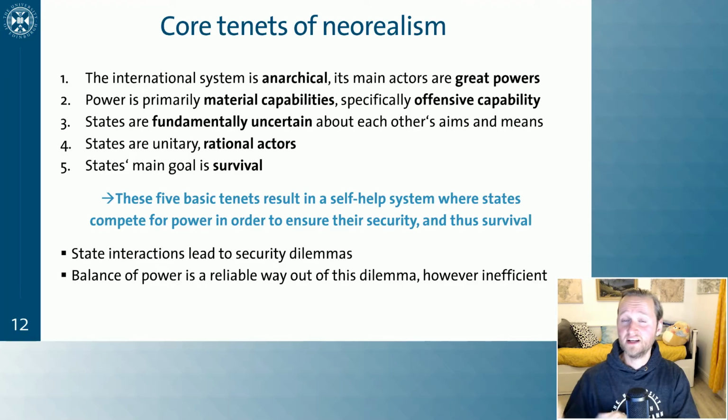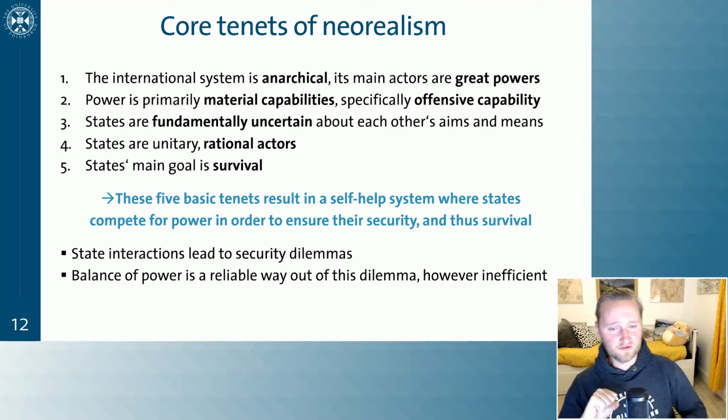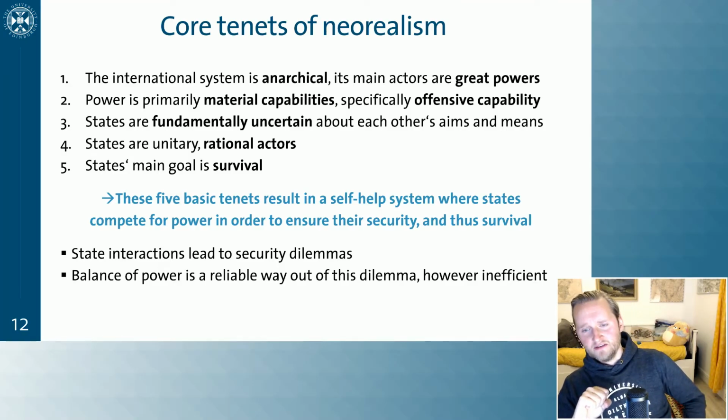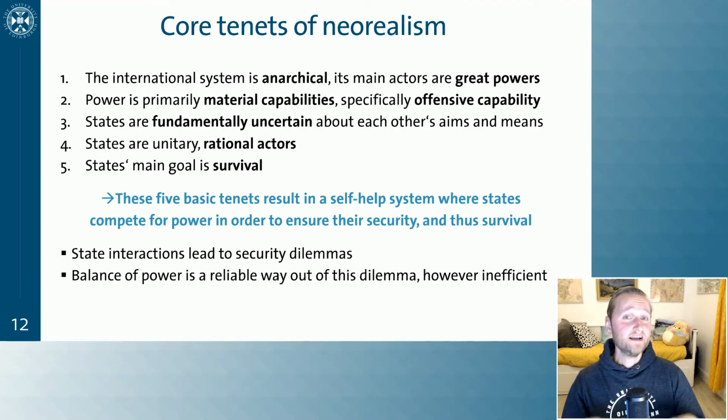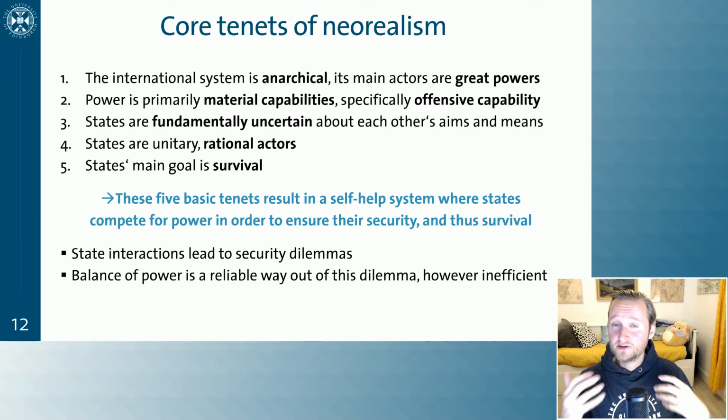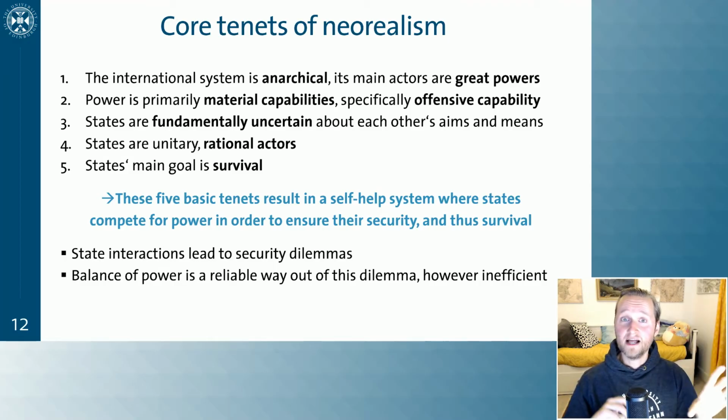So all these interactions of these states in this uncertain, very conflictual, very power-hungry system lead to what is called a security dilemma. And we'll talk about that in 3 or 4 slides. A security dilemma is essentially that everyone would like to be more secure, but they really can't be, because that's not how the system works, because you can't ever trust anyone. The only reliable way out of the security dilemma is what's called the balance of power.